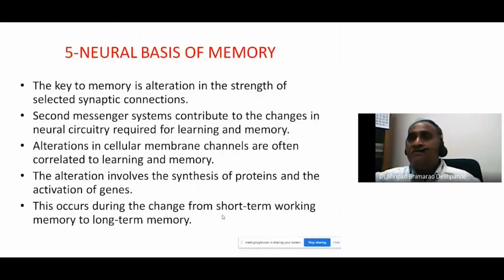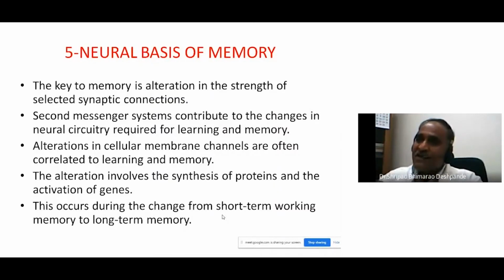Now, the 5th one: what is the neural basis of the memory? I will talk about the neural and molecular basis of the memory now. The key to memory is the alteration in the strength of synaptic contacts. What is this all about? It is only neuron to neuron interaction, and this neuron to neuron interaction is through the synapses. So the memory is stored in the synapse, whether in the hippocampus, amygdala, somatosensory cortex, prefrontal cortex, or wherever. It is the strength of the synaptic contact that stores the memory.